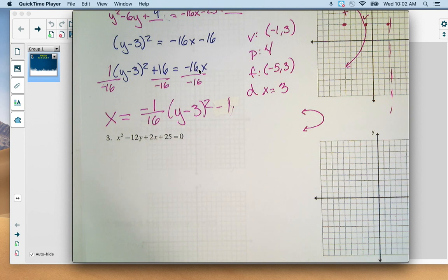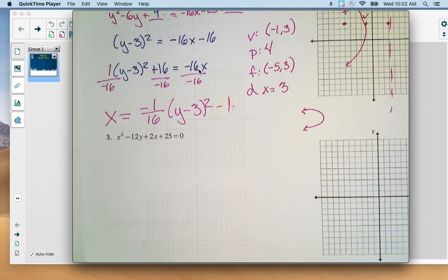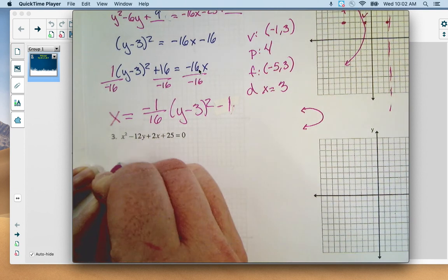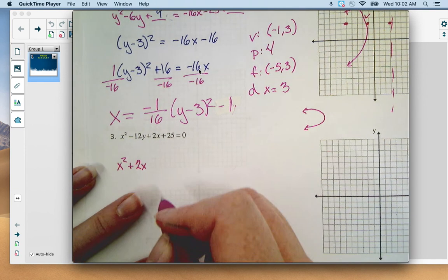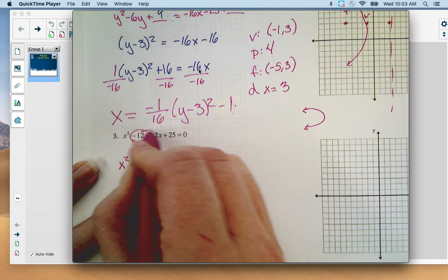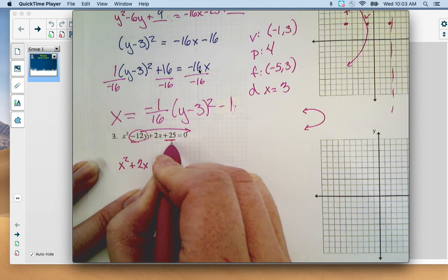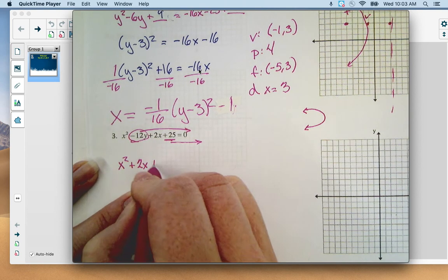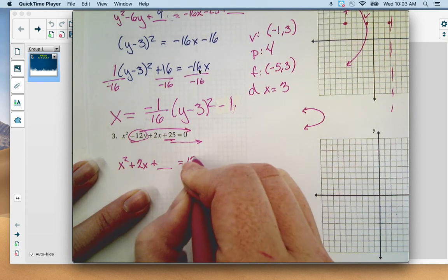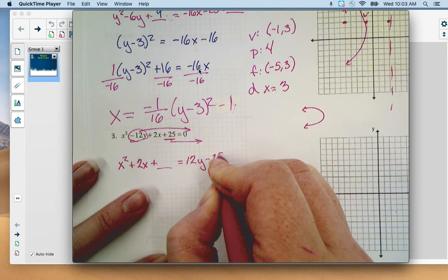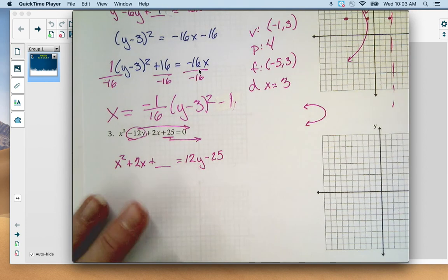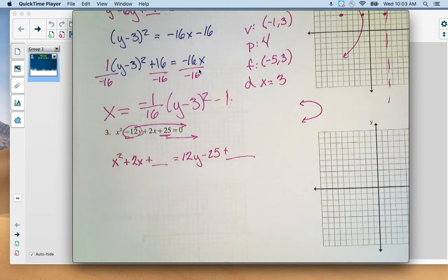Is x squared positive or x squared negative? Right now it looks positive, right? But we got to make sure we actually solve for y. So I know, again, in order to complete the square, I'm going to want to regroup. So I'm going to bring this 12y to the other side, bring my constant to the other side. Go ahead and complete your square, and identify your vertex, your focal length, your focal point, and your directrix.